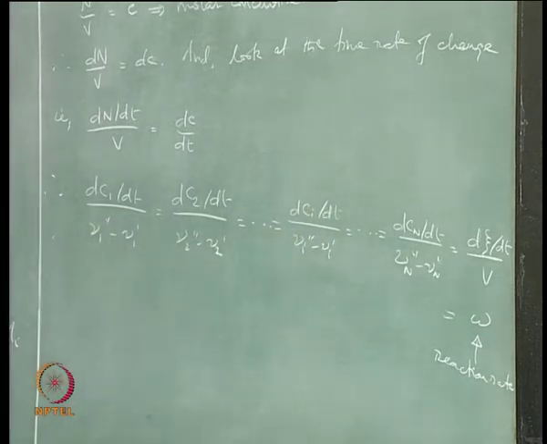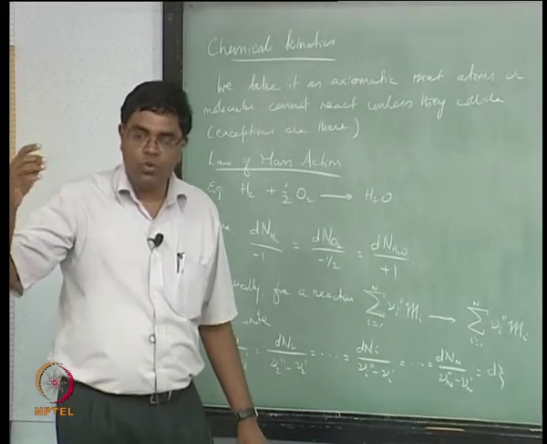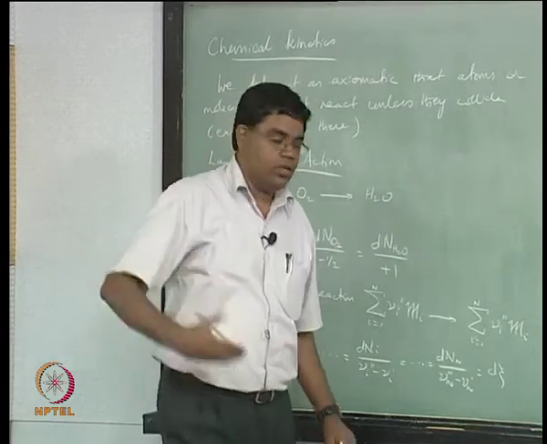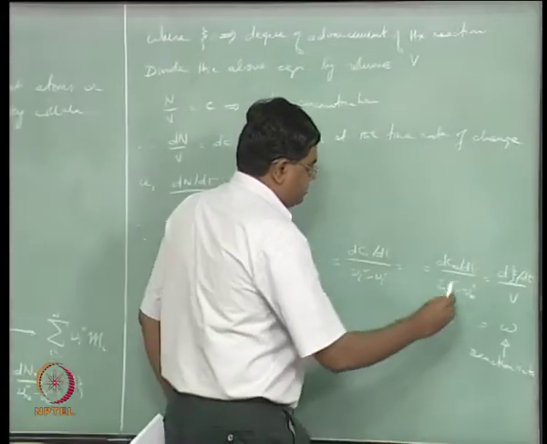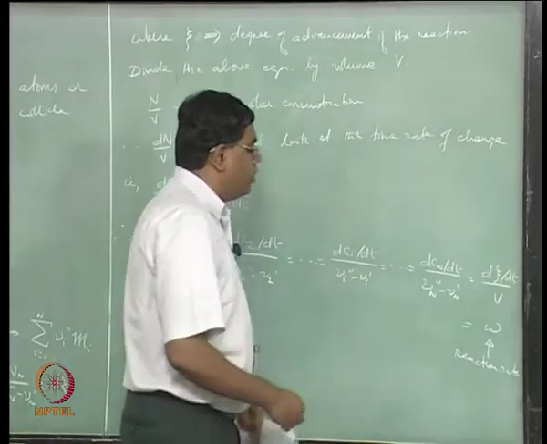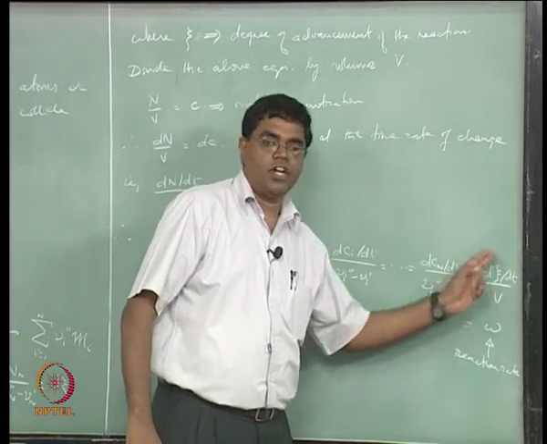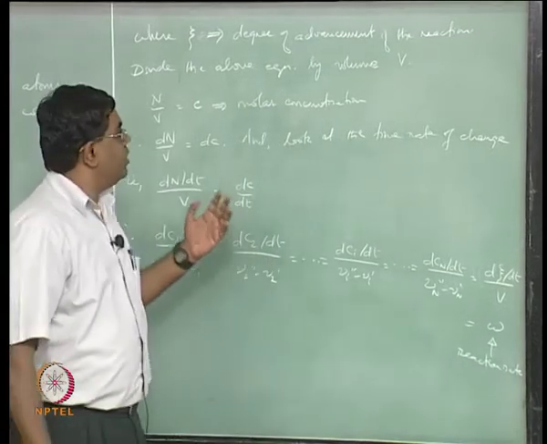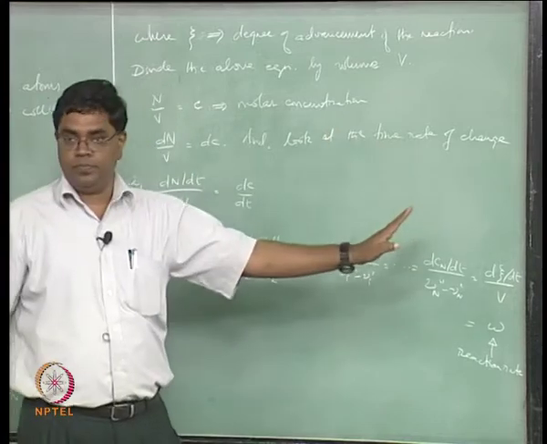So you have a common quantity, the reaction rate, from which you will now get the rate of production or depletion of the individual species. That's how we try to go about doing this. So what does this really mean? It's essentially a volumetric time rate of change of the degree of advancement of the reaction. So the reaction rate essentially means the rate of change of the degree of advancement of the reaction per unit volume.